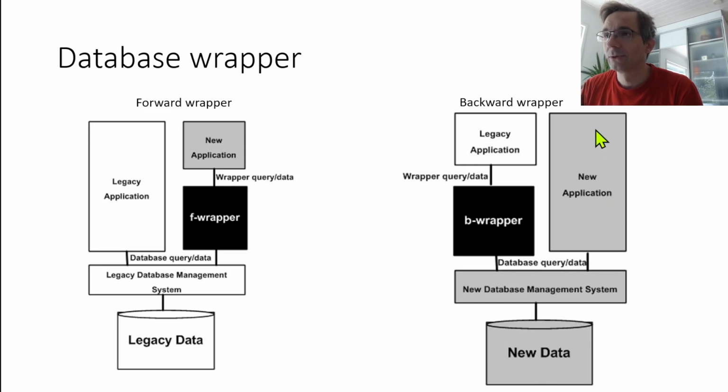So here on the right, we have a new application, new database management system, and new data. But you still have some legacy applications on part of that. So then you need a backward wrapper from the legacy application, and then you have a wrapper to the new database system. So this is a backward wrapper, allowing backward access to the legacy system and the new system.